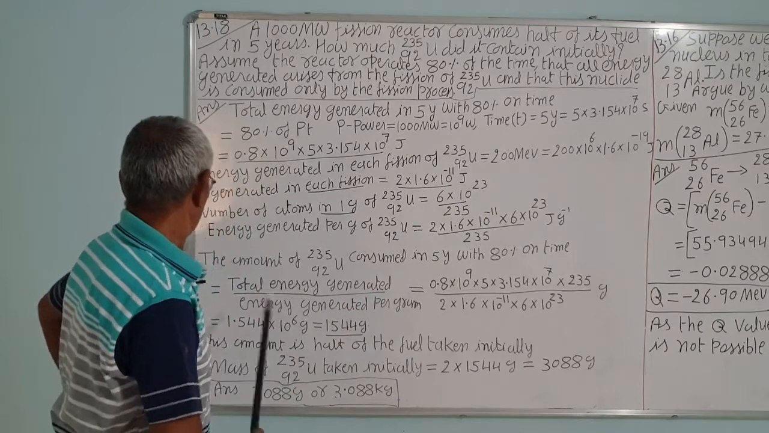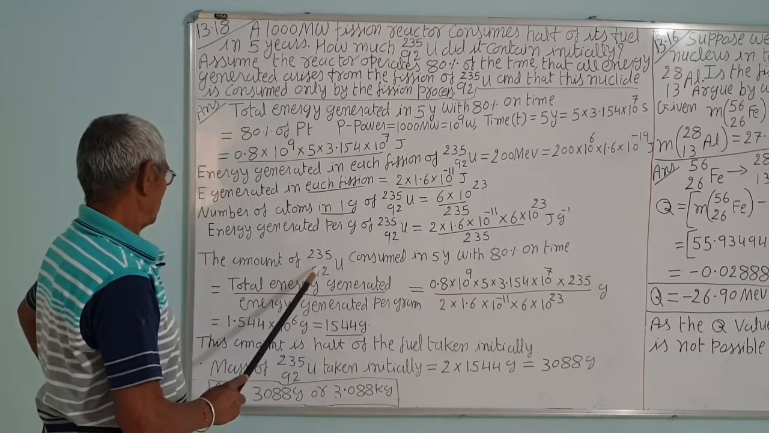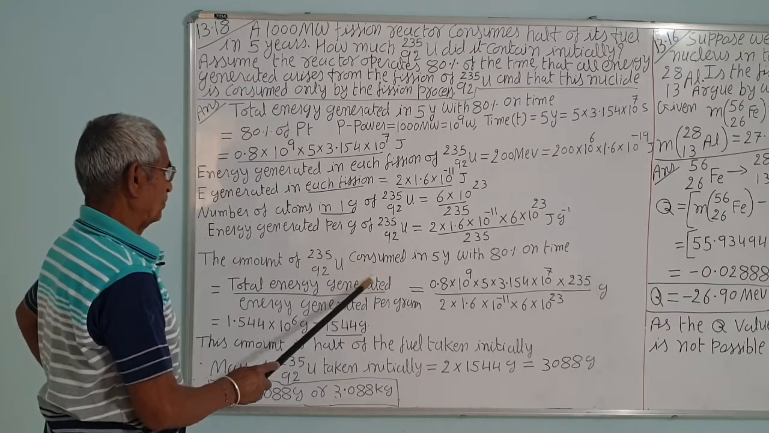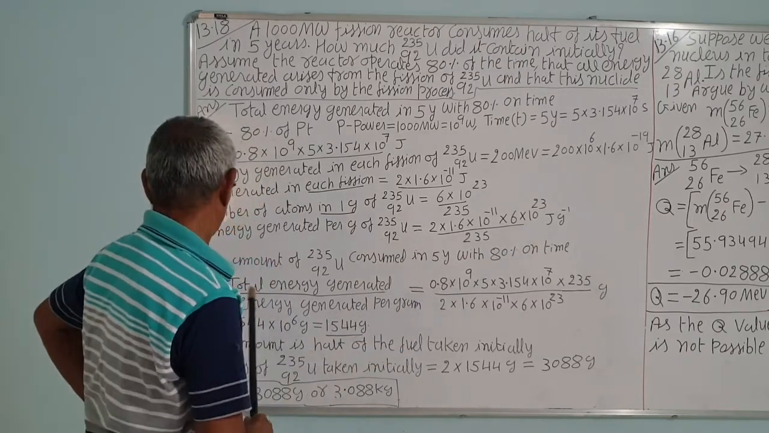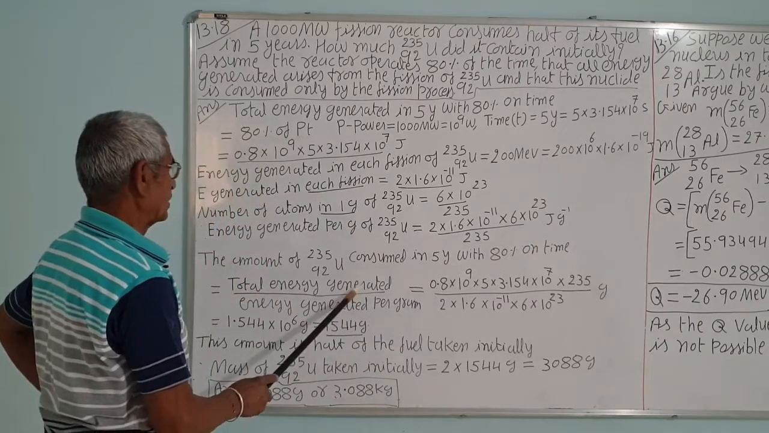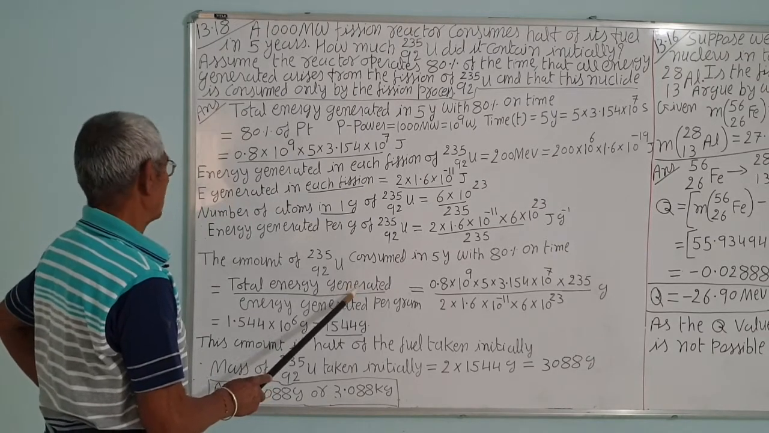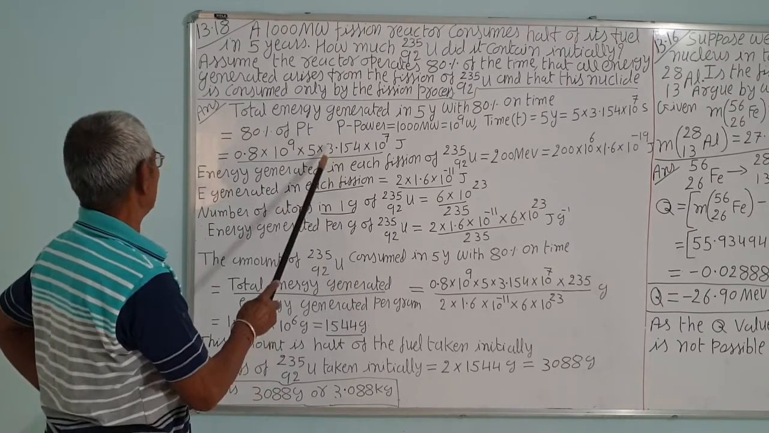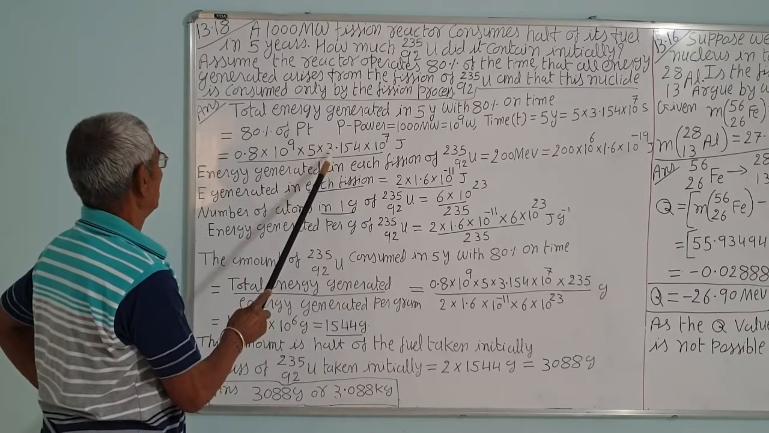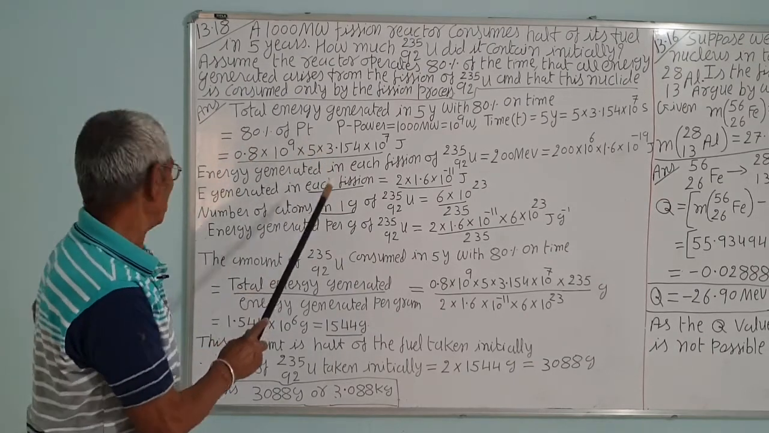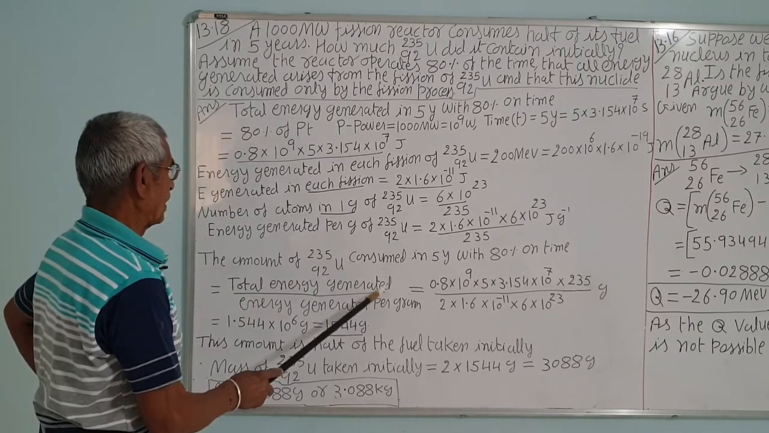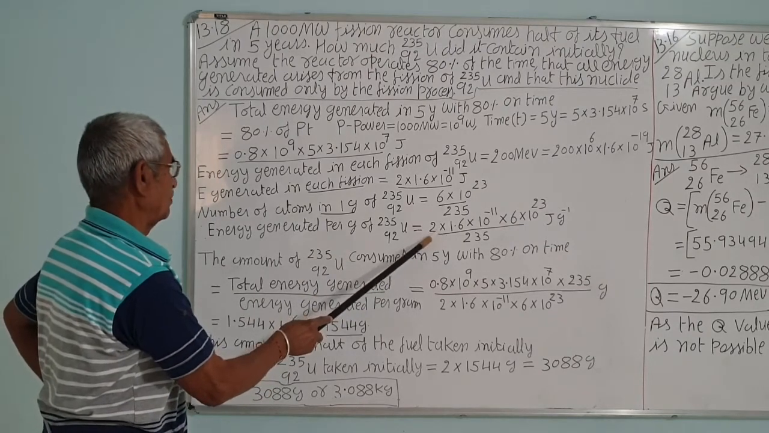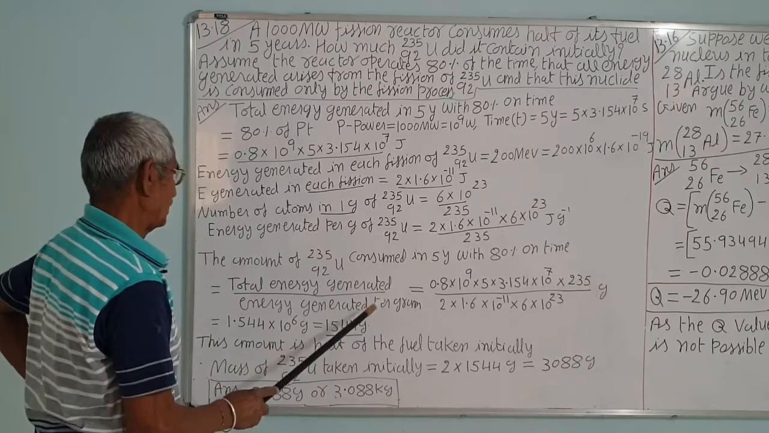Correct? The amount of uranium consumed in 5 years with 80% on the time is the total energy generated in 5 years, which we have calculated, 80% of PT, upon the energy generated per gram. This is the energy generated per gram, then divide by this.